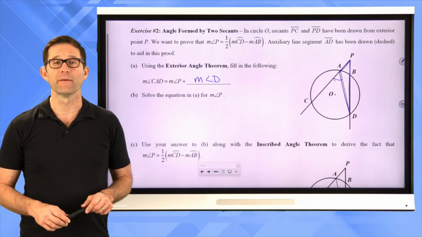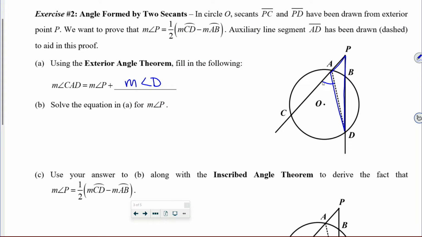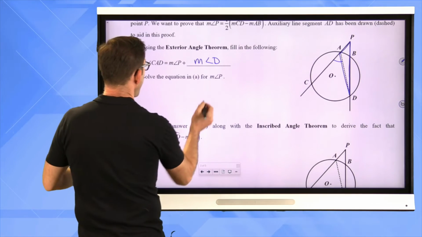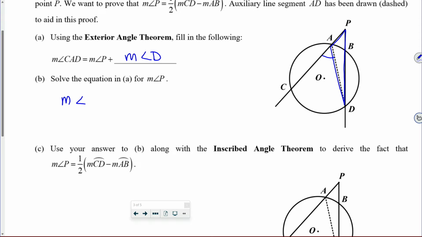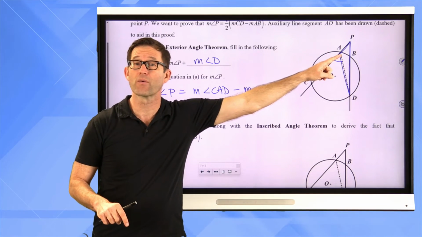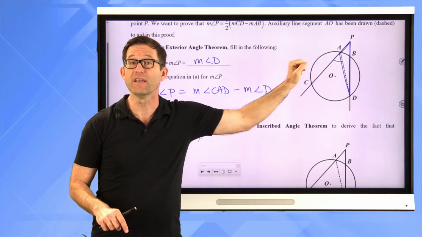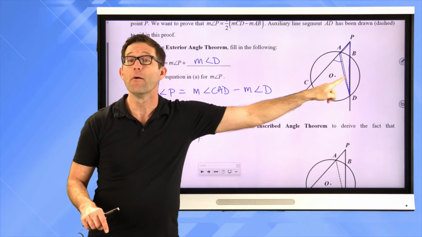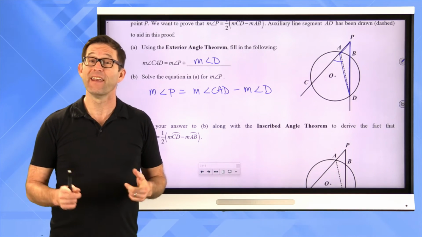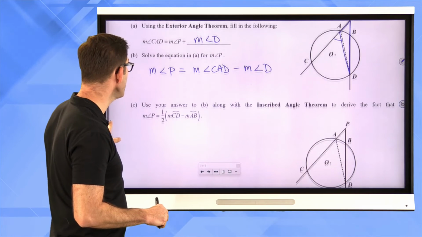All right, let's take a look at letter B. Solve the equation for the measure of angle P. Well, this is pretty easy. All I would have to do is subtract the measure of angle D from both sides, and the measure of angle P will simply be the measure of angle CAD minus the measure of angle D. That's all. The measure of angle P, which is the one that I'm going for, is equal to the measure of angle CAD, which is that exterior angle, minus the measure of that one remote interior angle. Simple enough. And now let's finish off the proof, which is actually going to be quite easy.